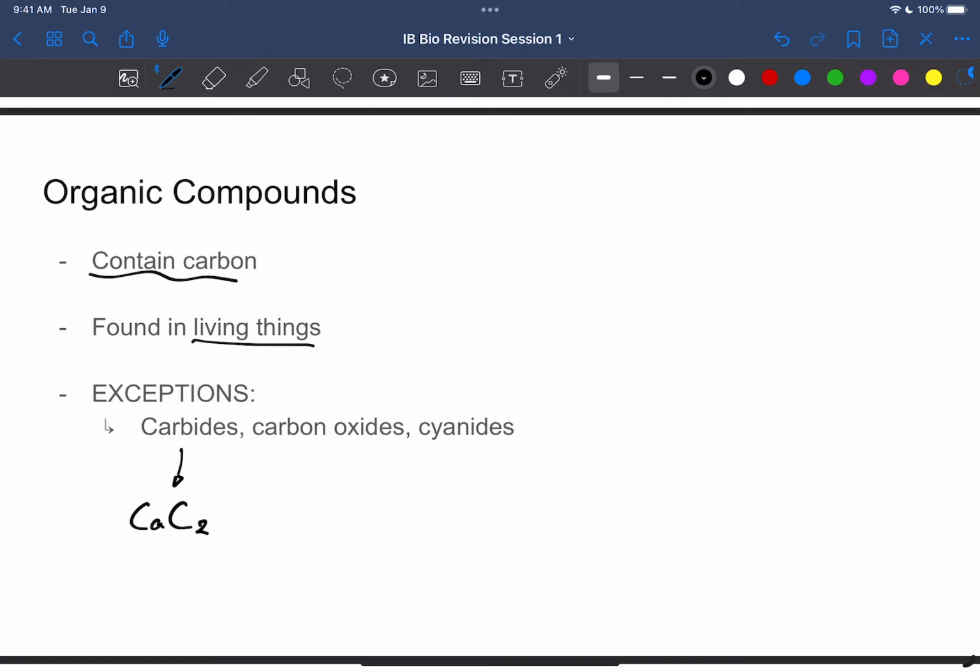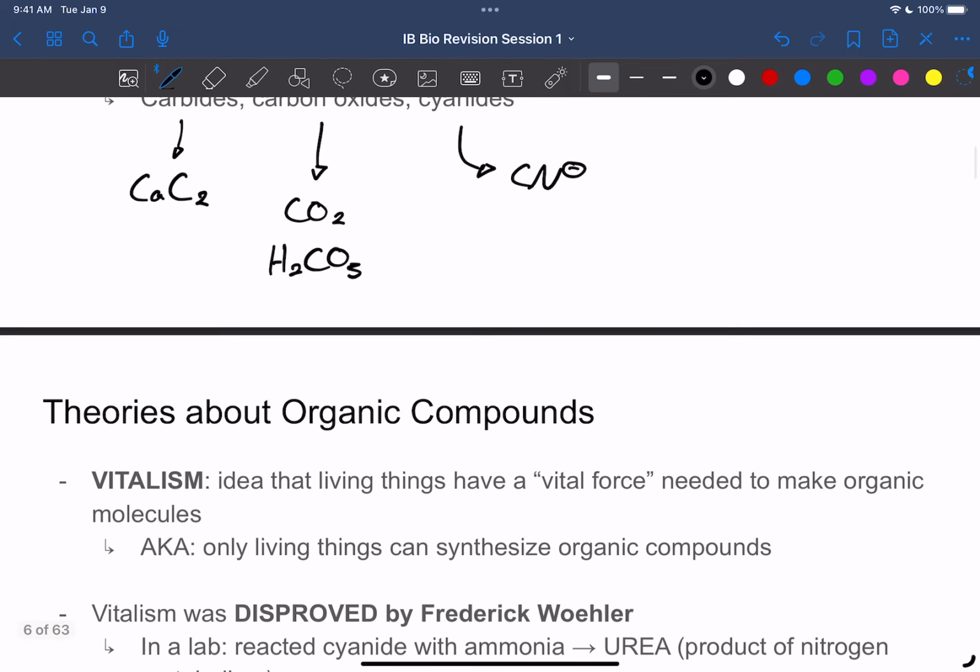This is found in living things, but it's not an organic compound because they're not derived from... It's kind of arbitrary, but these are the only 3 that you need to know. So carbides, and this is the example, carbon oxides, so you know one already, carbon dioxide, also carbonate, so carbonic acid, and cyanides, so you know this as CN-. And then there can be other chemicals that have this as a functional group, etc. So these are your exceptions, and this is just the basis of what organic compounds are.